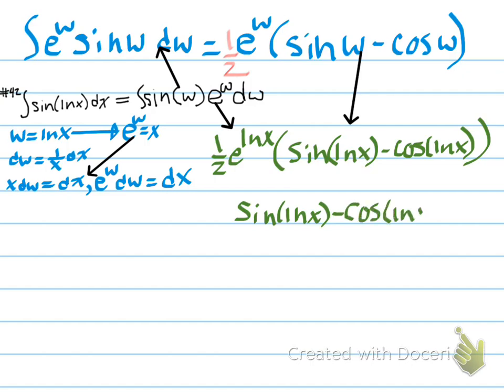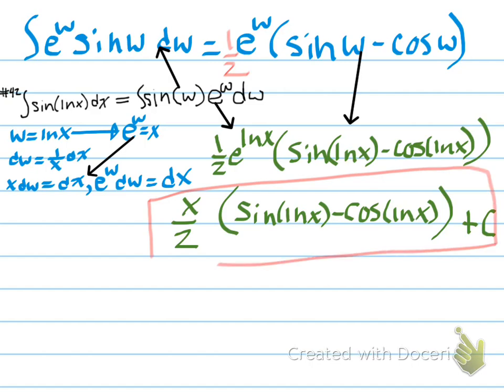Yeah. I'm just cleaning it up because e to the natural log of x is just x. That's how we got the over 2. And our constant of integration. And a box. And grow a pair of flowers.